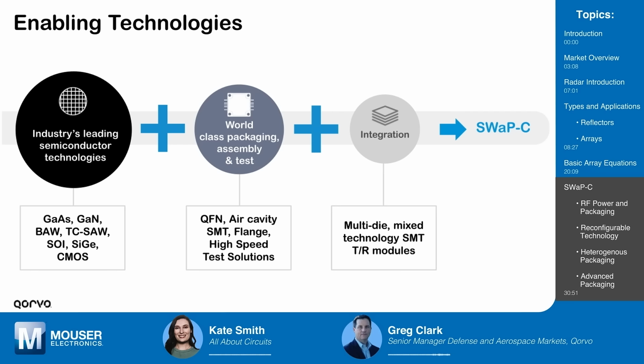SiGe, SOI, actually for low power, like automotive radar, work really well because you don't need a lot of power. You just need to be able to see something kind of nearby. And then you couple that. So those are the semiconductor technologies.